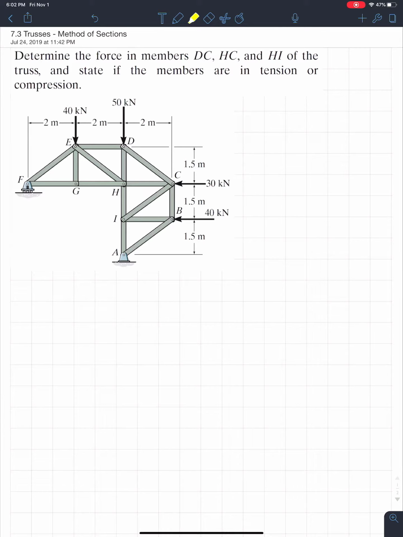So there's actually a second method that we're going to use called the method of sections. This method is a simplified way to find a bunch of forces inside the middle of a truss without having to analyze each one of the joints. And what's nice for us is it uses the same principles as the method of joints.